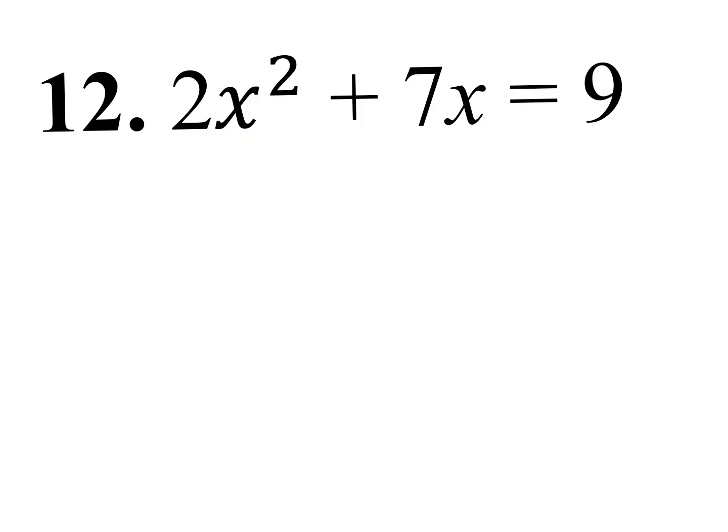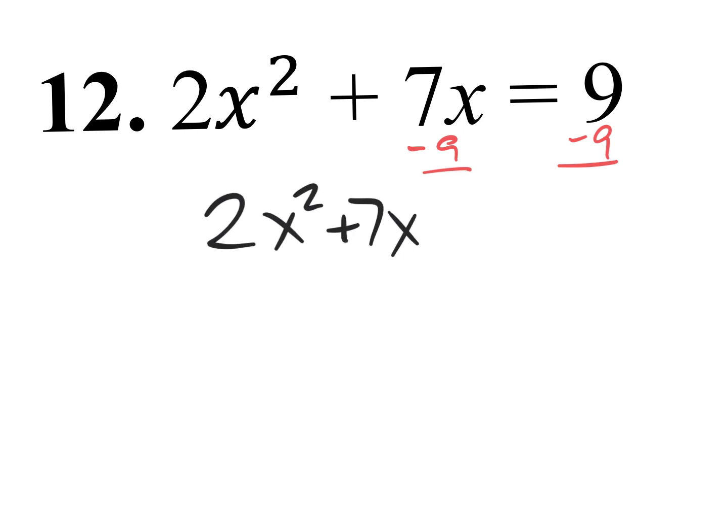This is the last one we're going to do here in class. Again, no matter what you want to use to solve this, whether it's factoring, whether it's a quadratic formula, or even if you wanted to graph it on Desmos so you could see the x-intercepts, which are the answers, you still need to set it equal to 0 first. So subtract 9, rewrite the whole thing. You're going to have a 2x squared plus 7x minus 9 equaling 0.